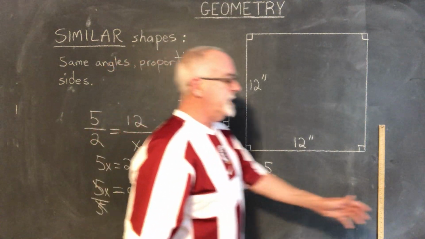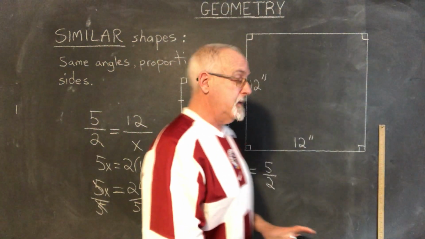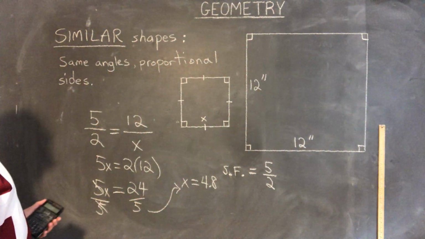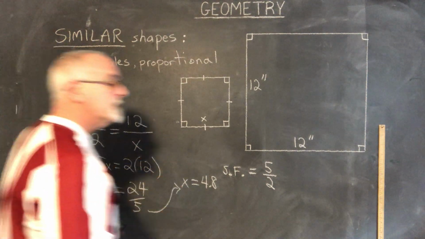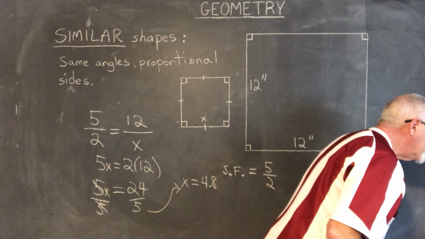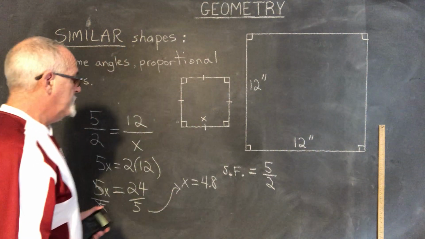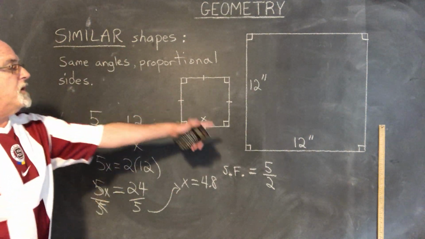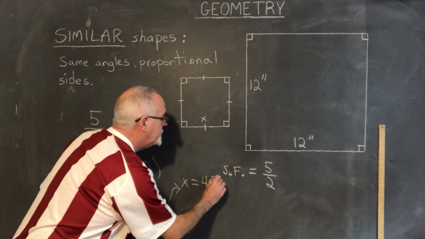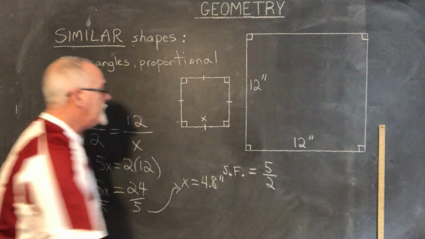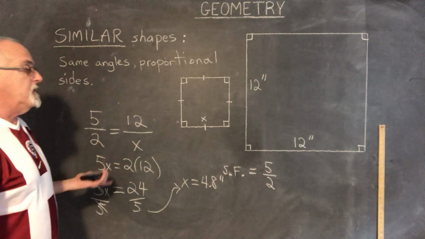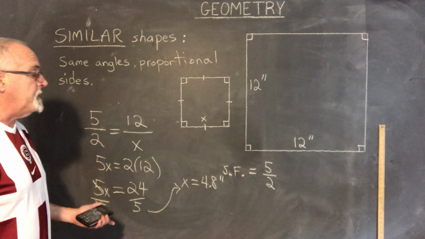Let me double check with my calculator because Doug has learned his lesson. Okay, 5/2 is the scale factor. Yes, this is going to be correct. Now, the 12 was in inches, so my 4.8 is going to be inches. Okay, we got a decimal in the answer, and that's not a problem because sometimes it's going to happen.